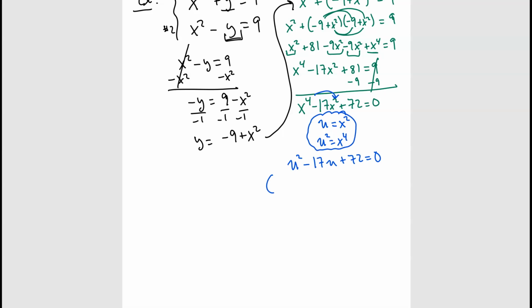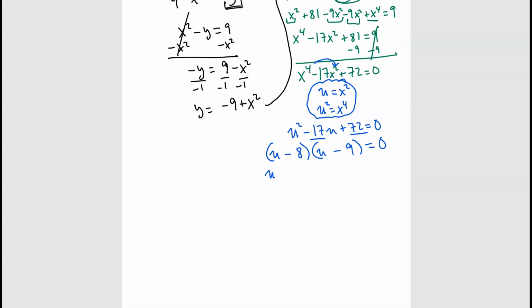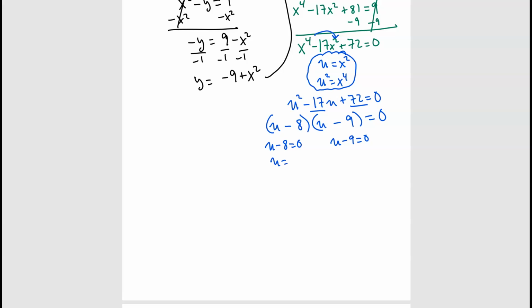And now let me factor this out. So this is going to be u and u. Two numbers that multiply to get 72 and add up to get negative 17. This is going to be 8 and 9, and they're both going to be negative. So I'm going to get u minus 8 equals 0, u minus 9 equals 0. So u equals 8 and u equals 9.